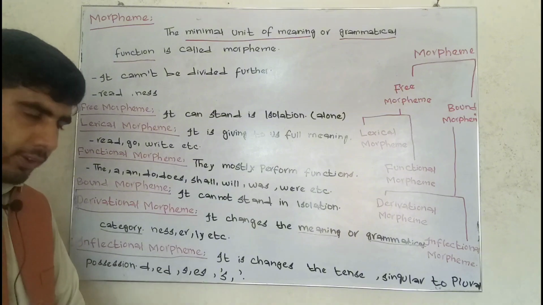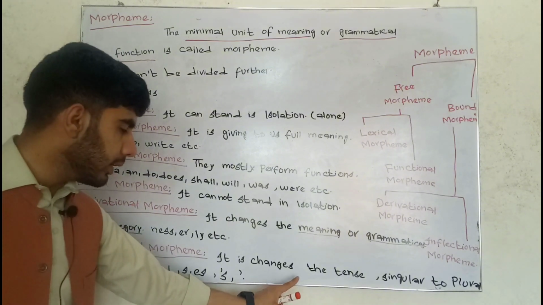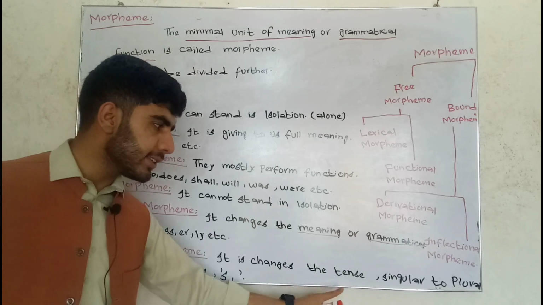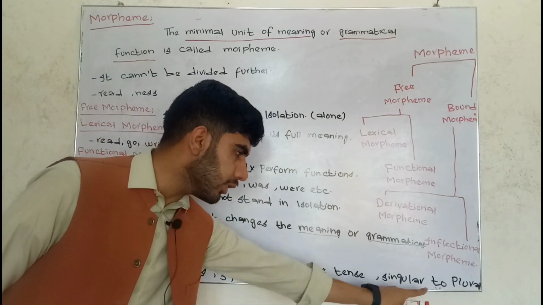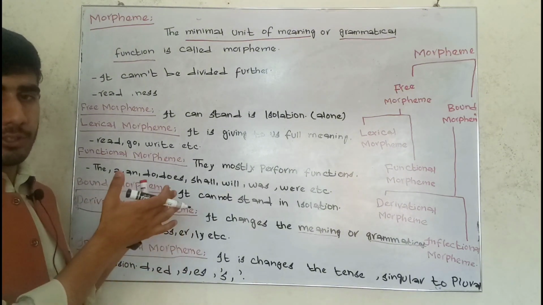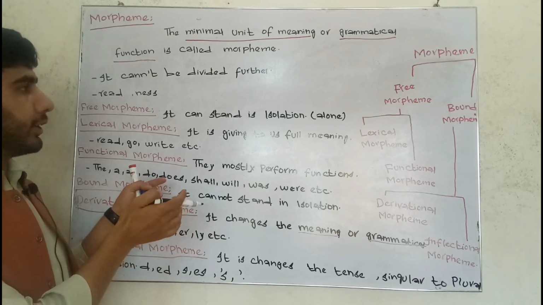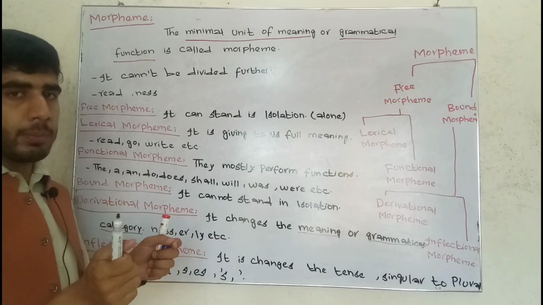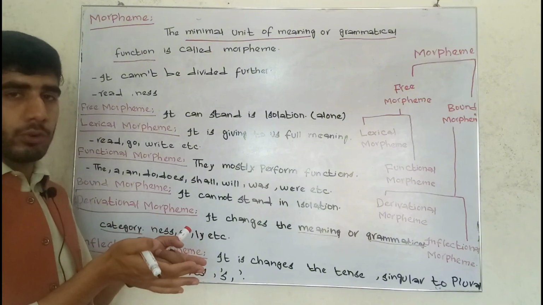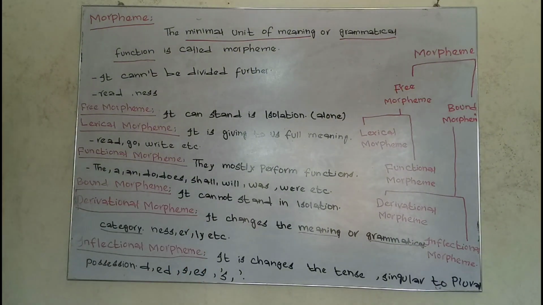There are three main functions of the inflectional morpheme. First, it changes the tense. Second, it changes singular to plural, and third, it changes the possession. Students, take a picture or a screenshot of it, and after that I'll give you an example. Within that one example, all the morphemes and kinds of morphemes will be present.